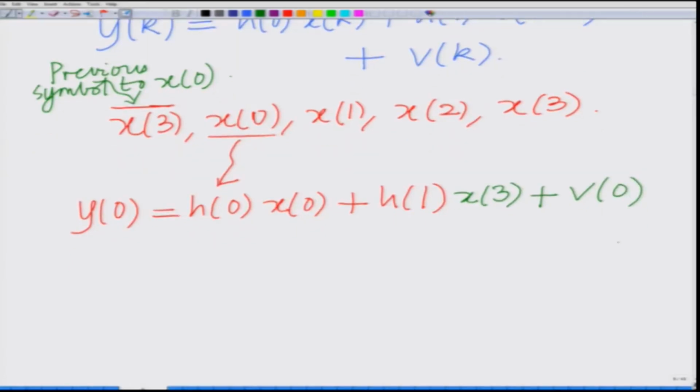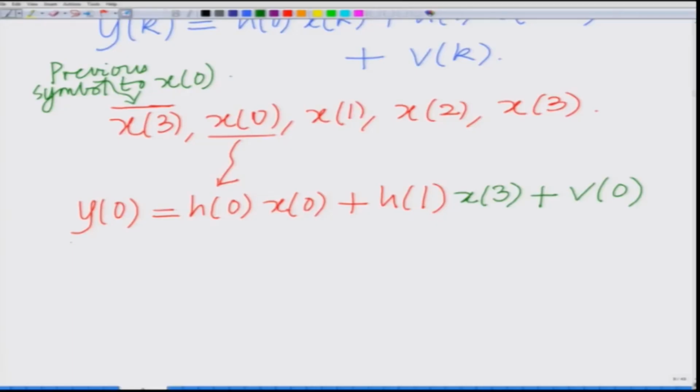All right. So, what we have done is basically, because we have added the cyclic prefix, the sample X0 has interference from the previous sample, and the previous sample is X3. Therefore, we have H0 times X0 plus H1 times X3 plus V0. So, that is basically what we have at the output corresponding to Y0. And similarly, I have Y1. Now, the rest can be written in a straightforward manner.